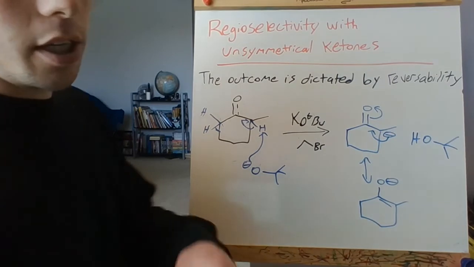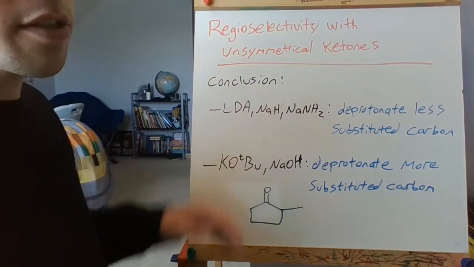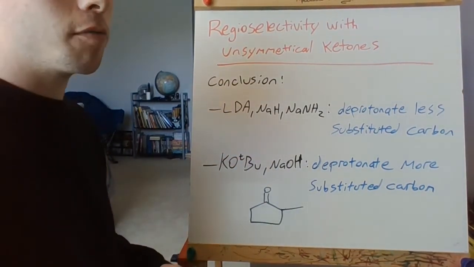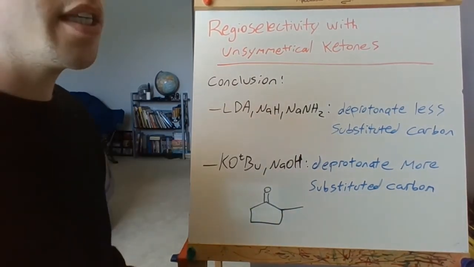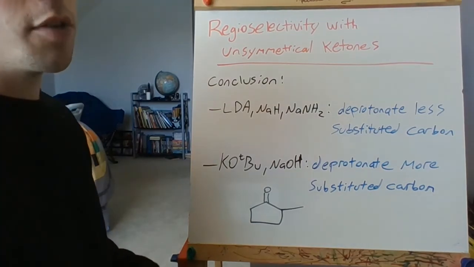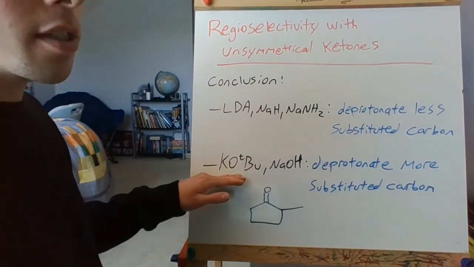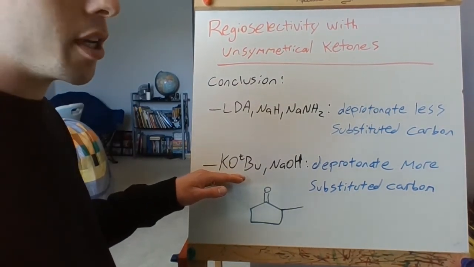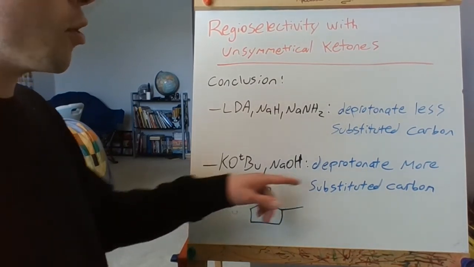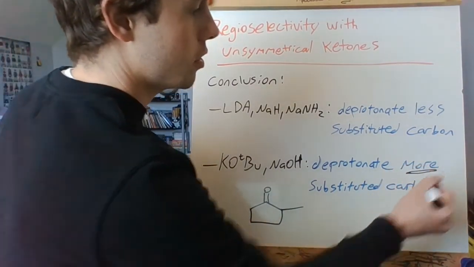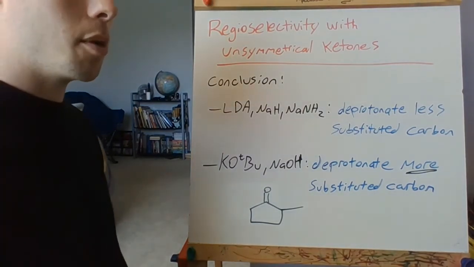So in conclusion, keep in mind that strong bases where the conjugate acid has a pKa above 30 or so, like LDA, sodium hydride, sodium amide, are going to deprotonate the less substituted carbon to give you the kinetic enolate and the kinetic product. If you use something that is a weaker base, whose conjugate acid has a pKa more similar to that of the protons on the alpha carbon of a ketone, you're going to deprotonate the more substituted carbon in this case, generating the thermodynamic enolate and therefore making the thermodynamic product.